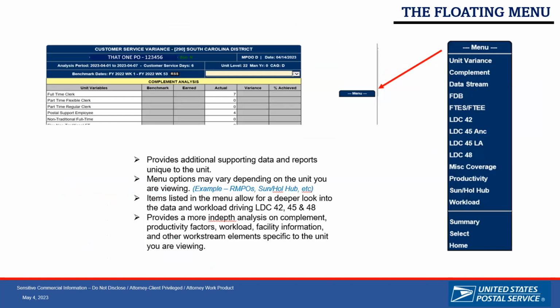Again, on the homepage of CSV, we have what is called the floating menu. What is in the floating menu is based upon what is unique to the unit. Some units will have things that other units do not, examples being RMPOs, Sunday holiday hubs, SCF hubs, LDC 45 LA, and we'll get into those a little further in.